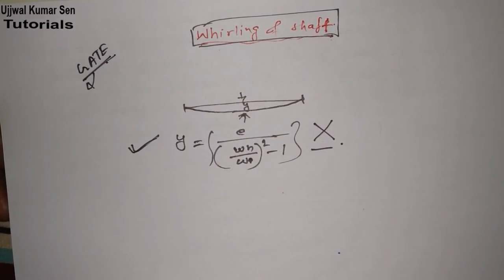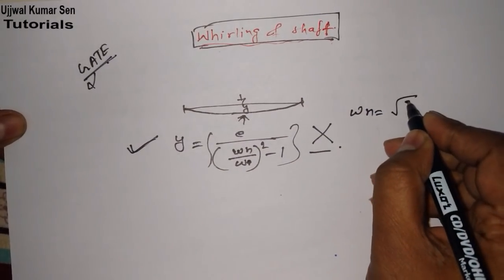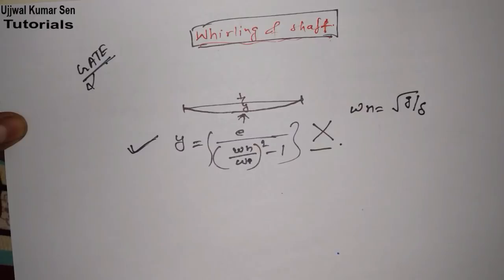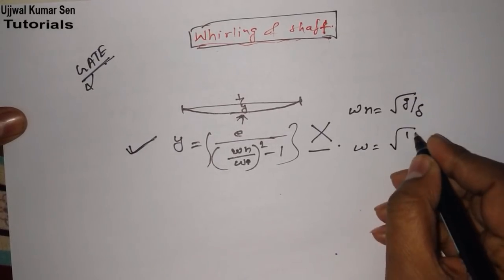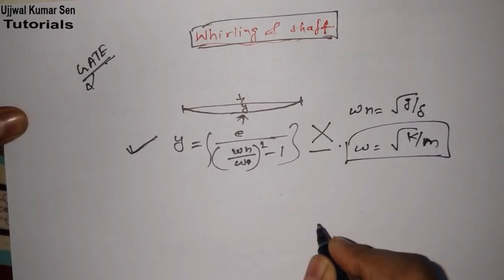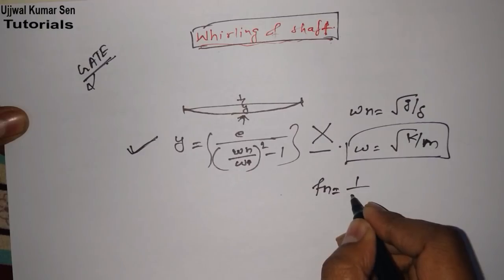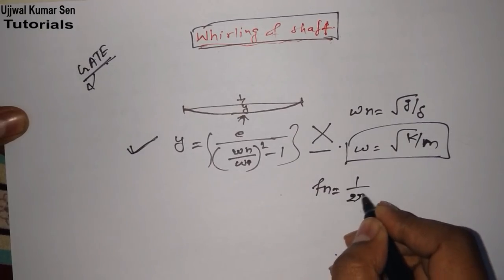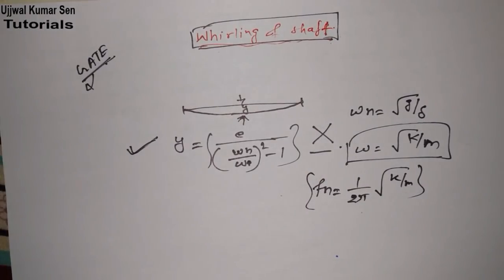So what formula have they used? That is omega n is equal to root under g by delta. In general, to find out natural frequency, we know that omega is equal to root under k by m. Or to find out natural frequency, we know that omega n is equal to fn is equal to root of k by m. We know this, right?